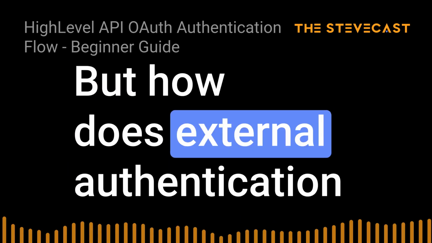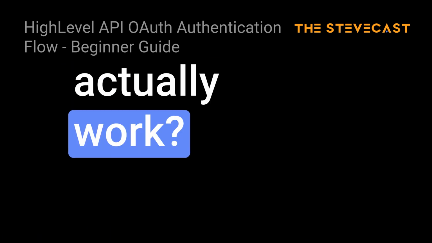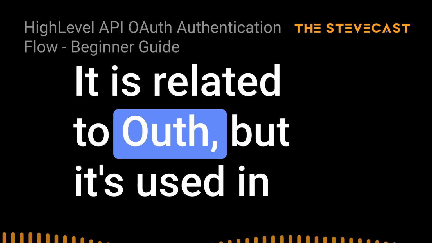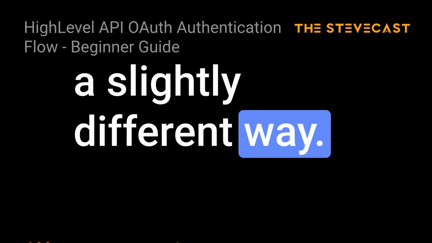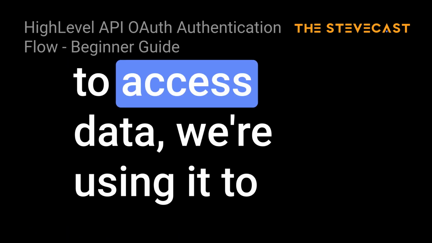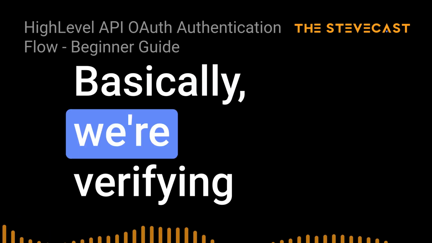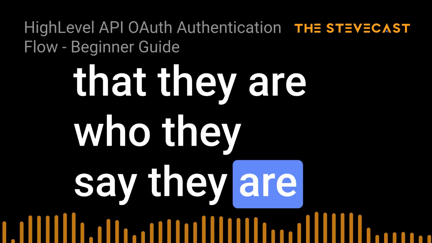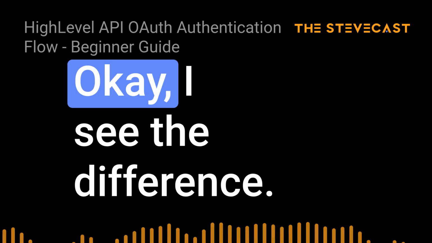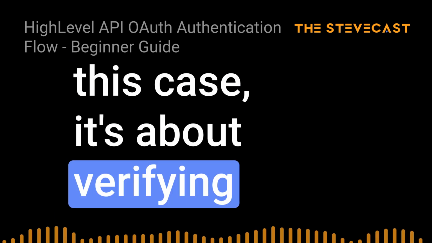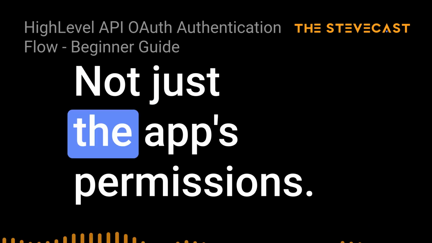But how does external authentication actually work? Is it another layer on top of OAuth? It is related to OAuth, but it's used in a slightly different way. Instead of authorizing your app to access data, we're using it to authenticate your users. Basically, we're verifying that they are who they say they are by checking their HighLevel credentials. Okay, I see the difference. We're still using OAuth, but in this case, it's about verifying the user's identity, not just the app's permissions.